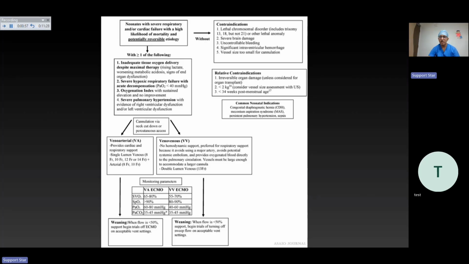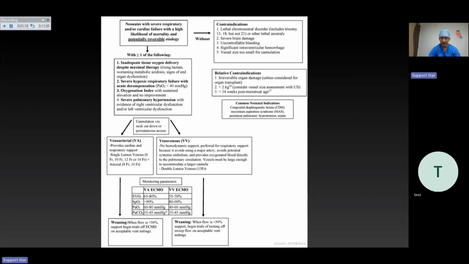So what are the absolute contraindications? Lethal chromosomal disorders like trisomy 13, 18, etc. But no other disorders you can consider as absolute contraindications. Then severe brain damage, uncontrollable bleeding, significant severe intraventricular hemorrhage, and vessels too small for cannulation.